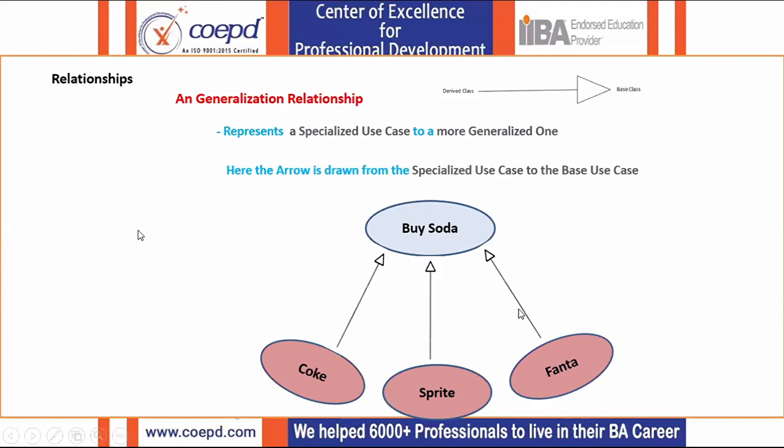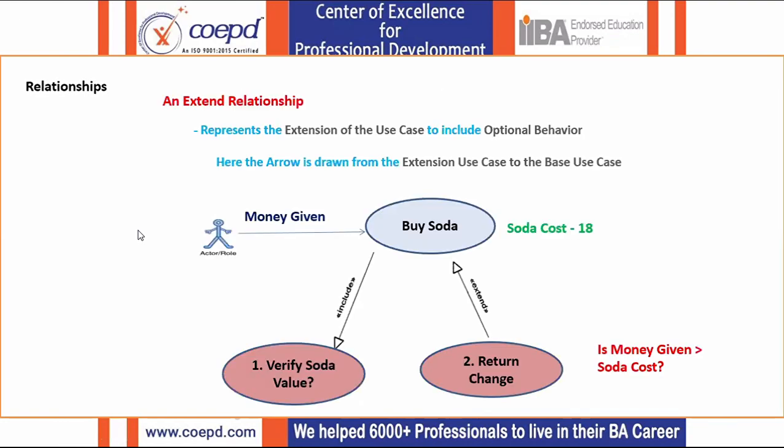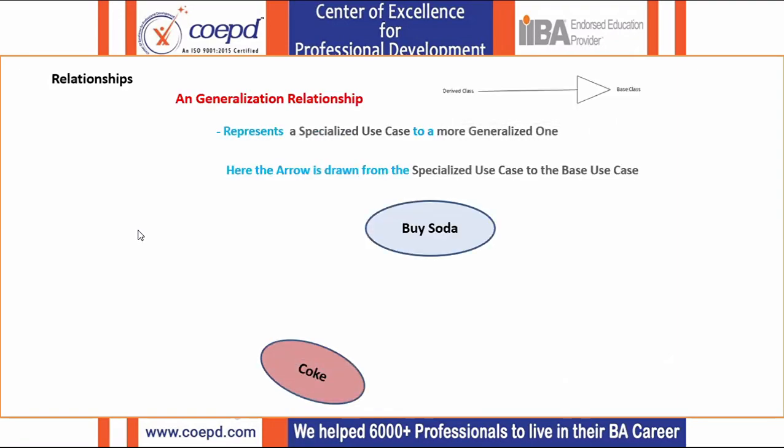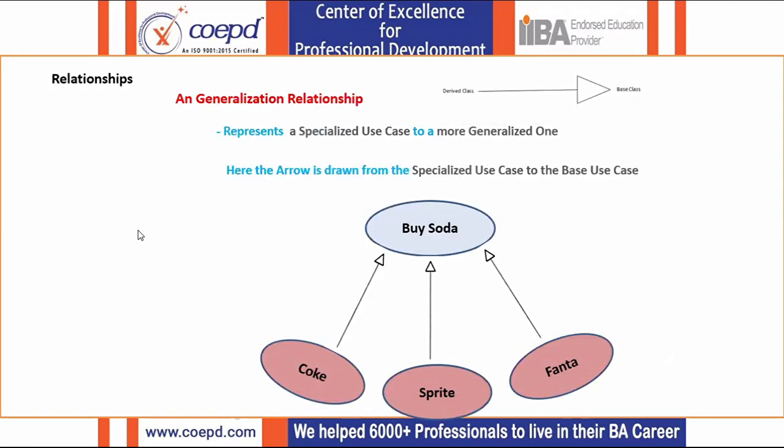Coming again, what is the meaning of this one? It represents a specialized use case pointing to the more generalized one. The arrow is drawn from the specialized use case to the generalized one. Are all these kinds of the same process or not? Yes. That means this is generalized, right? Yes. And why do we say specialized?